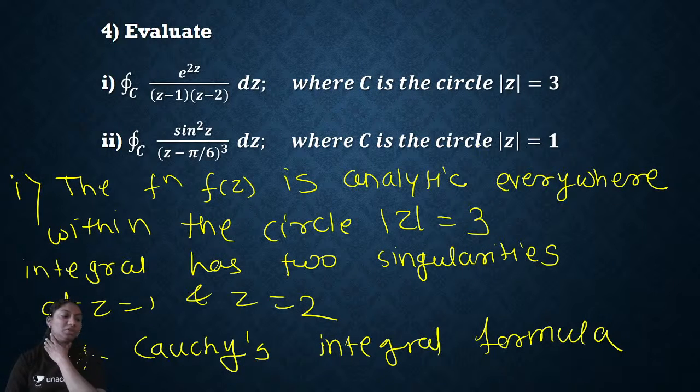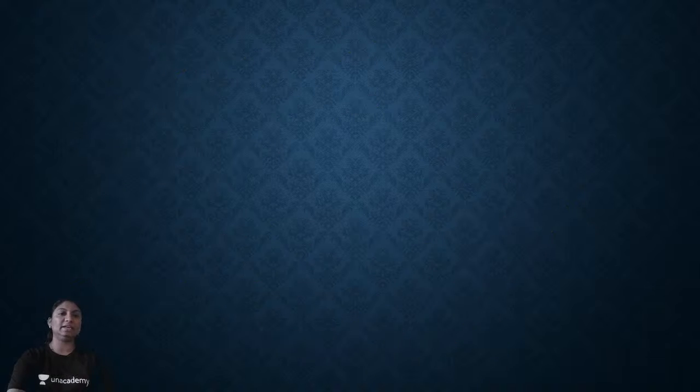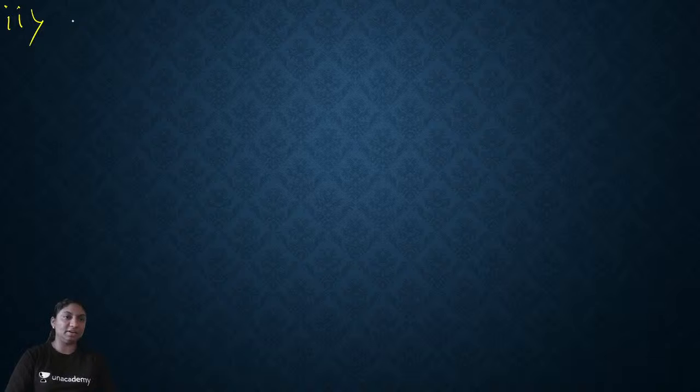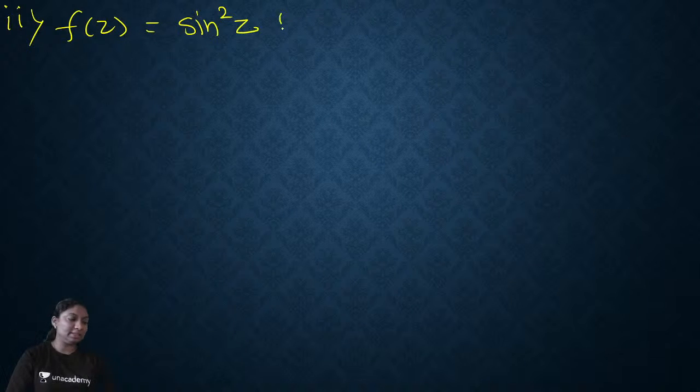Now if you observe here, mod z equal to 1 means this is a circle with center at 0, 0 and radius 1. This is a circle with center at 0, 0, and we can say the same for the curves too. So f of z equals sin square z is analytic everywhere within and on the curve C.